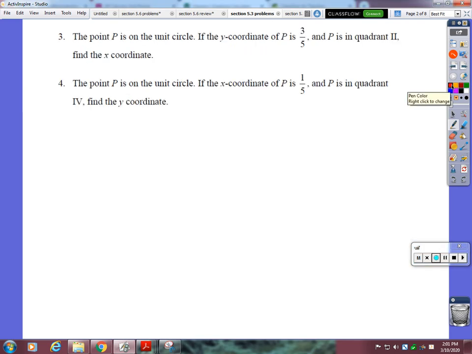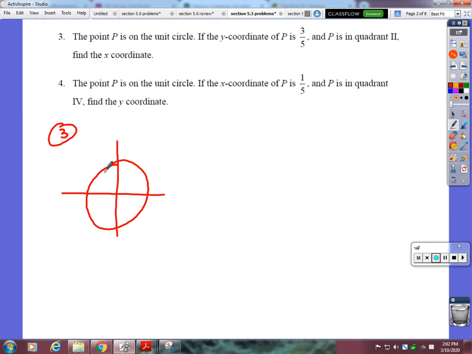Okay, so 3 and 4 are good ones for us to work through. We are going to discover something as we do this that is very, very useful in the world of trigonometry. Something that's already so useful it's on the wall. But let's find our way there on our own. So number 3 says that the y-coordinate of a point on the unit circle is 3/5, 3/5.